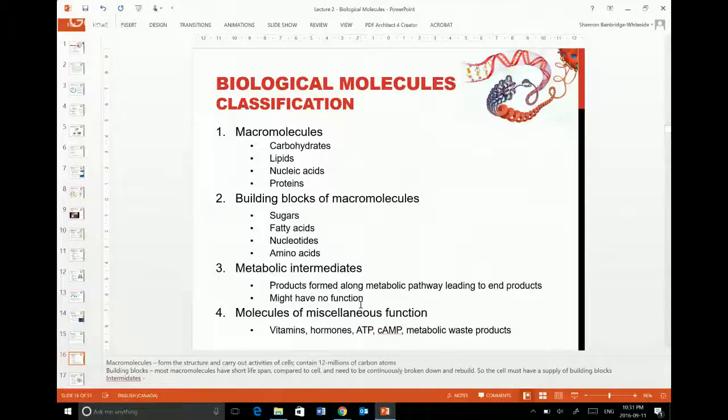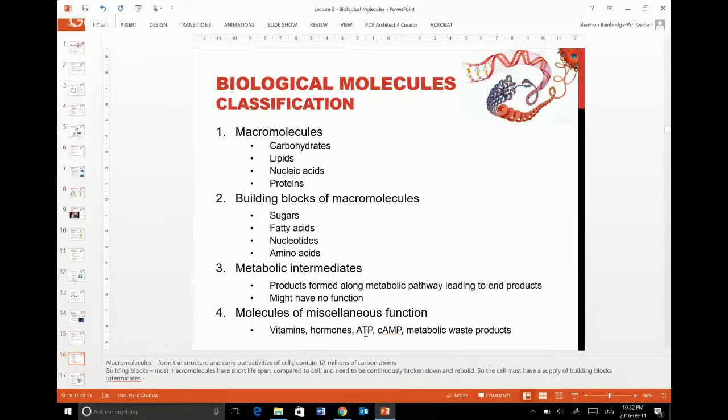Some of them do not. Some of them also are a specific class of molecules that we'll see in the cell. And then finally, we have a small set of miscellaneous molecules that are all very important for the function of a cell, but don't neatly fit into the box of the three categories above. The one we talk a lot about in this course is ATP.